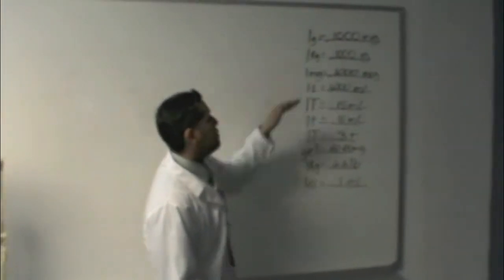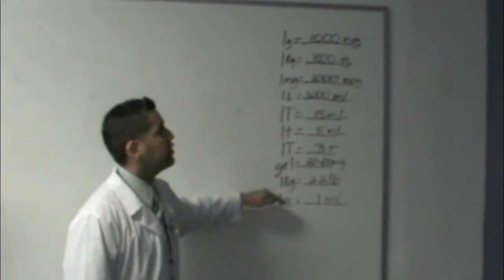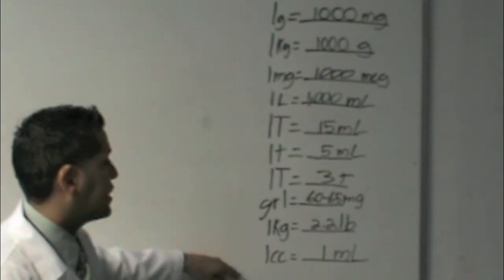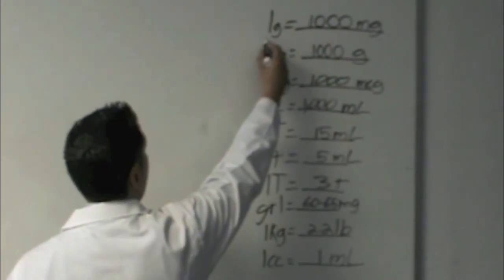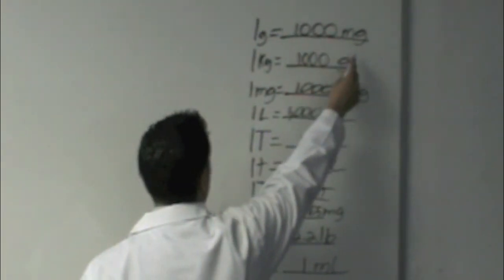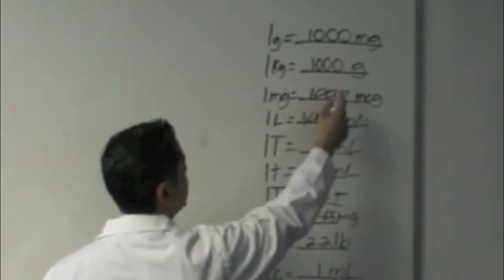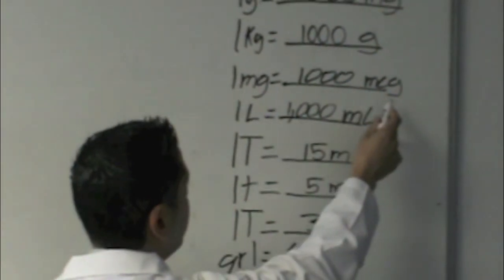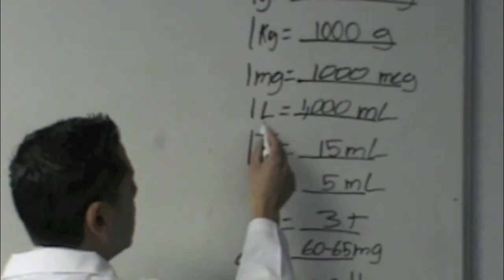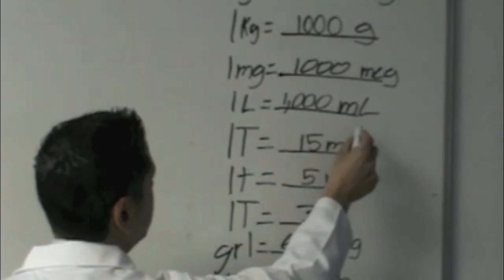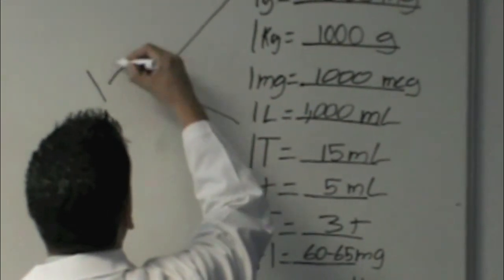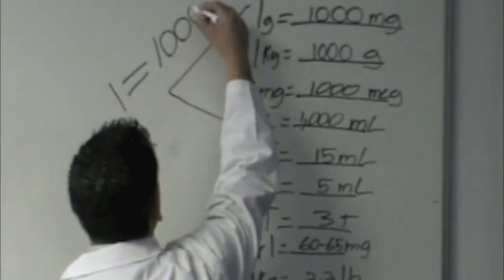As you can see here, we clearly have our 10 basic conversion table. These are the 10 basic conversions that we use on an everyday basis. 1 gram is equal to 1,000 milligrams, 1 kilogram is equal to 1,000 grams, 1 milligram is equal to 1,000 micrograms, and 1 liter is equal to 1,000 milliliters. These 4 are all equal to 1 to 1,000.